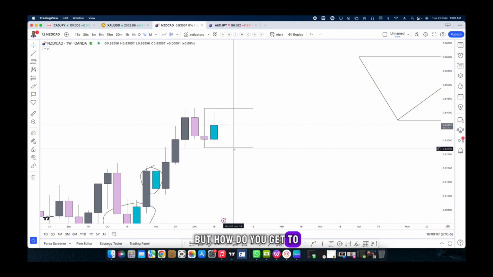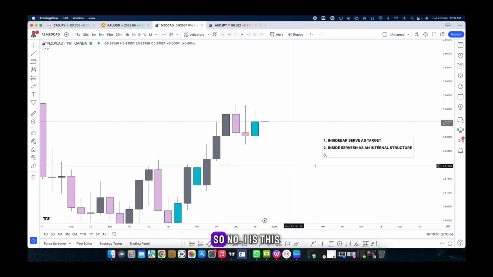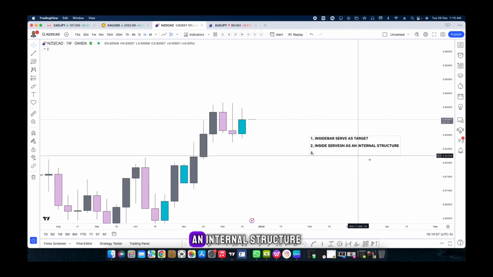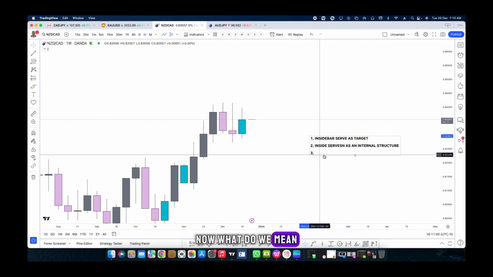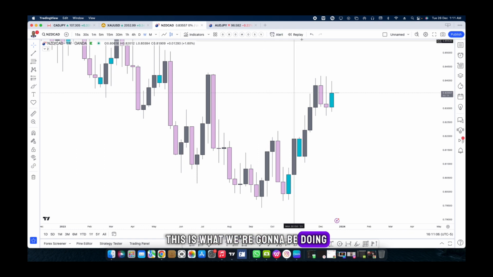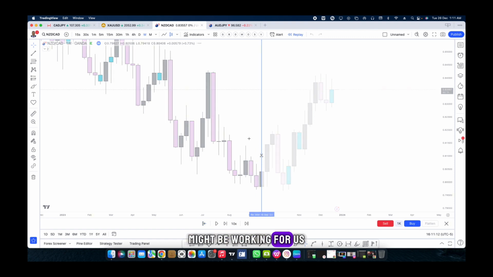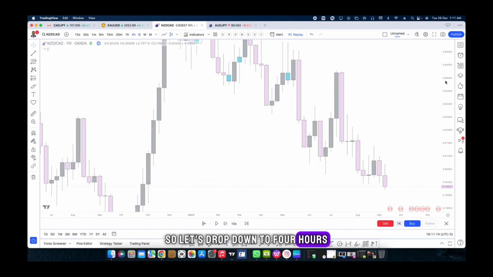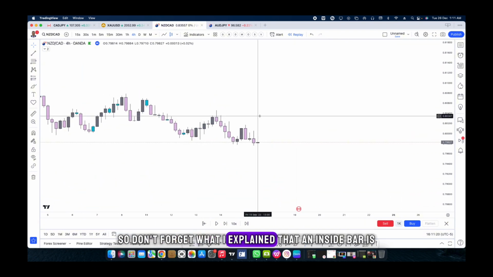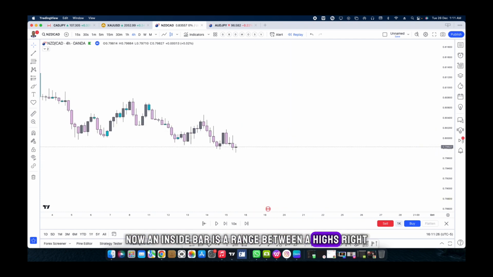But how do you get to use this inside bar effectively? How are we going to be using an inside bar? Number one: an inside bar serves as a target, and an inside bar serves as an internal structure. Now what do we mean? Let's get rid of this. This is what we're going to be doing in order to know exactly how our inside bar might be working for us. So let's drop down to 4 hours. Don't forget what I explained that an inside bar is. An inside bar is a range between a high and a low, right?